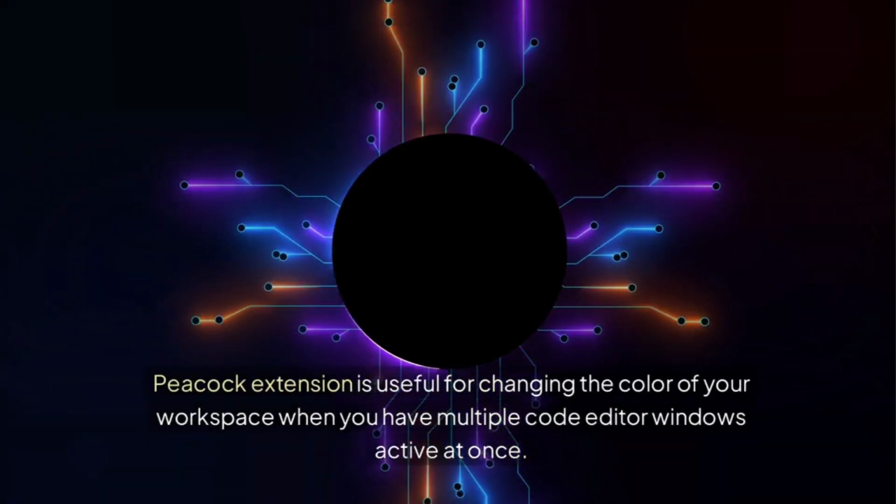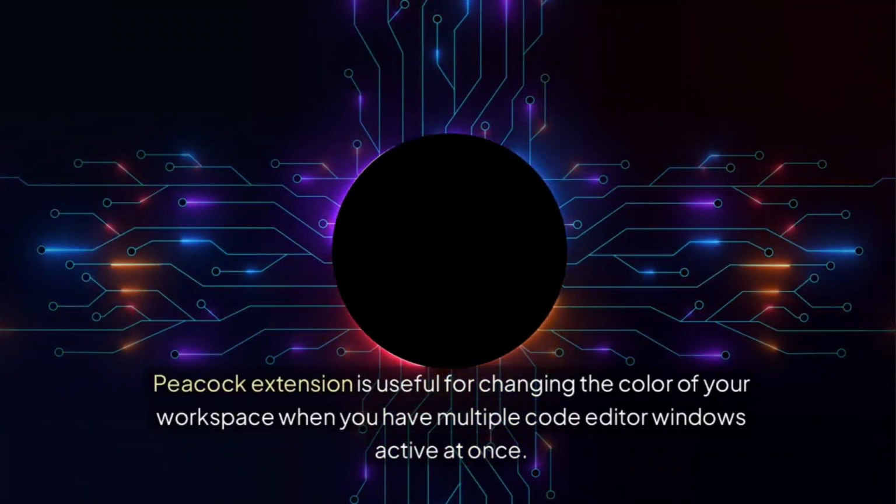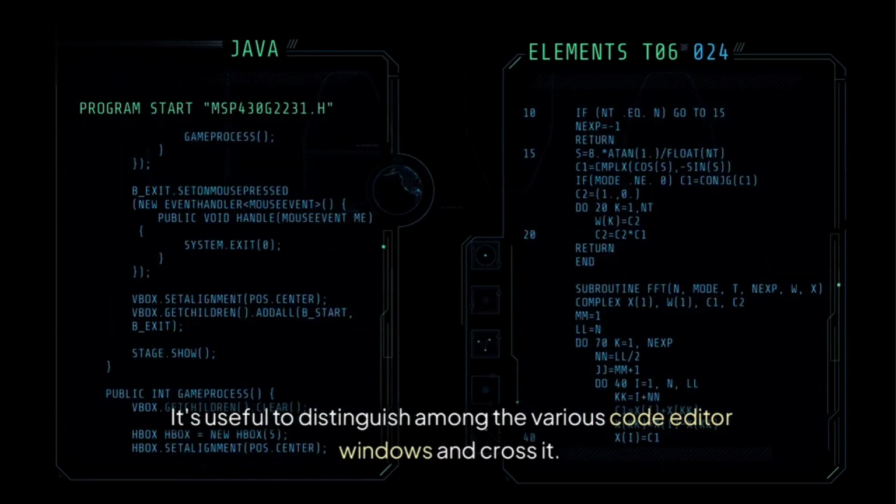Peacock extension is useful for changing the color of your workspace when you have multiple code editor windows active at once. It's useful to distinguish among the various code editor windows and projects.